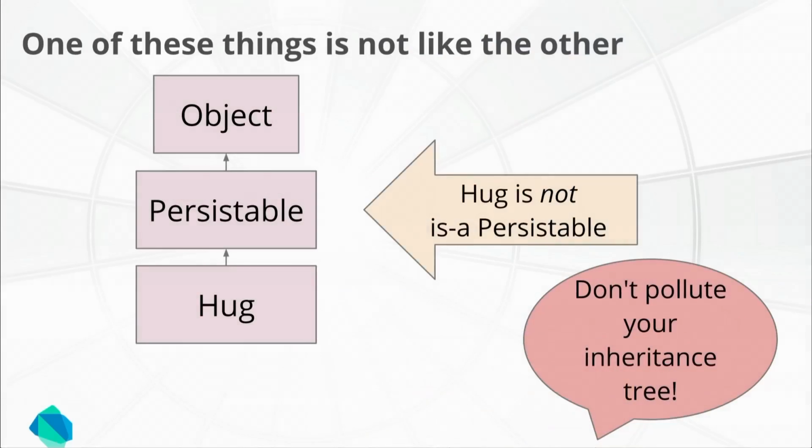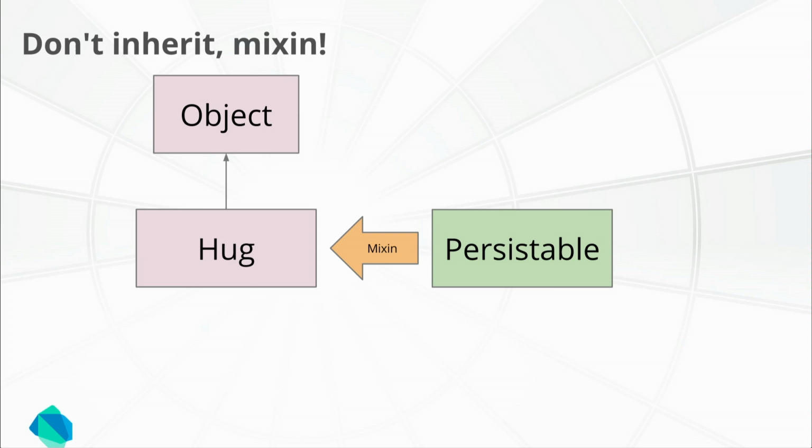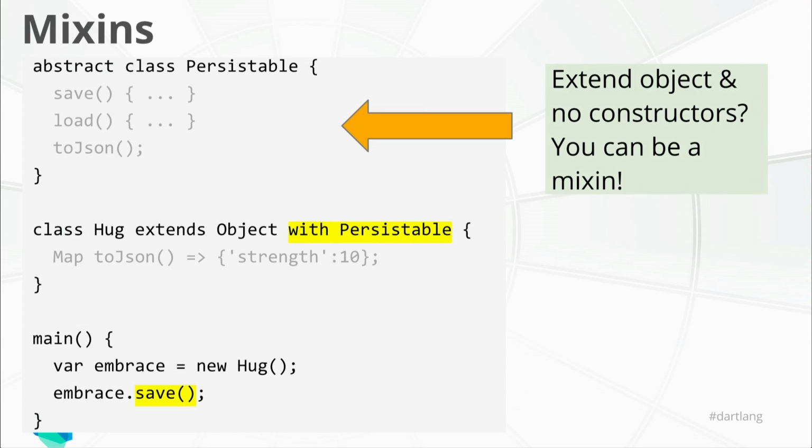Hug is not actually a persistable. It has the persistable behavior. So you don't want to pollute your inheritance tree. Instead, what you want to do is just add this behavior. You want to compose it or slide it in from the side, the persistable behavior. So what does this look like?